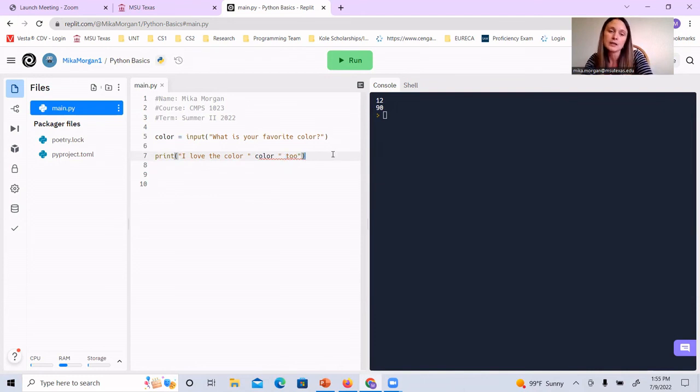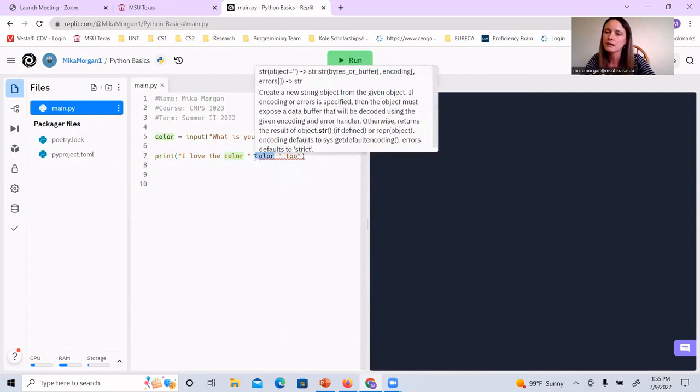What I want, the result I am trying to achieve, is to print out that I also love their favorite color, but I'm trying to embed the result in here. I'm trying to include whatever response they gave me in my answer back out to them. So that's an interactive program, right?